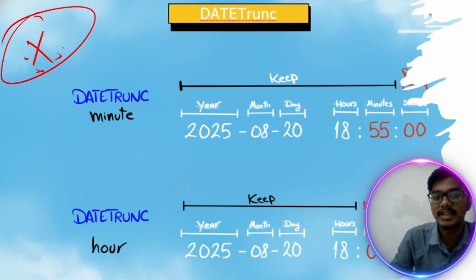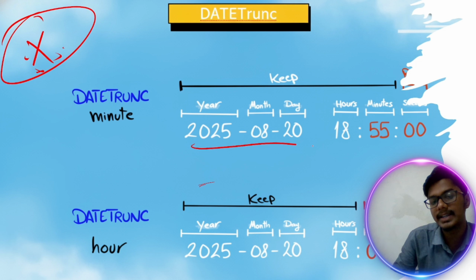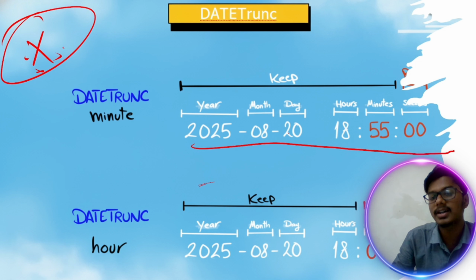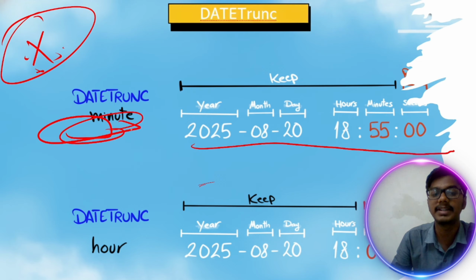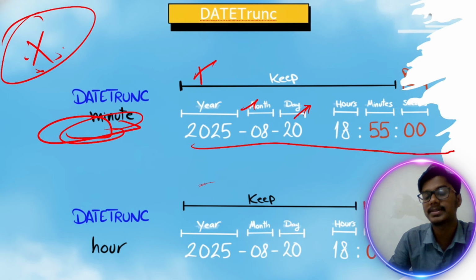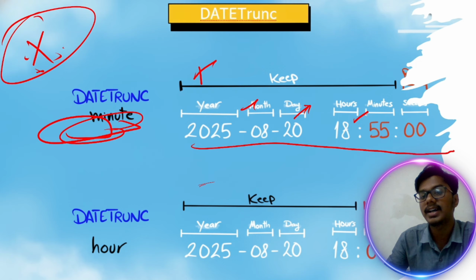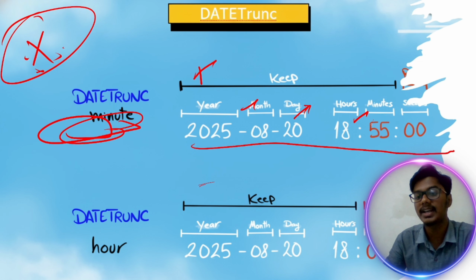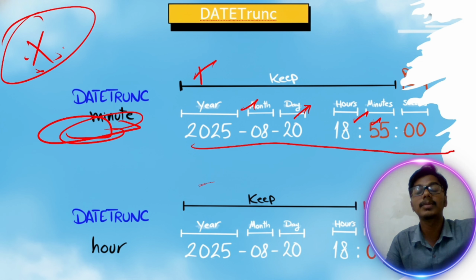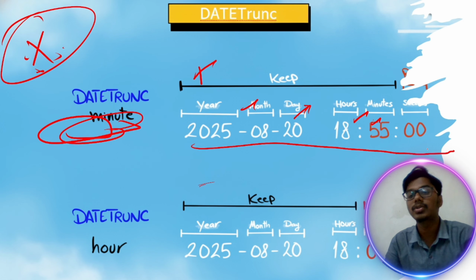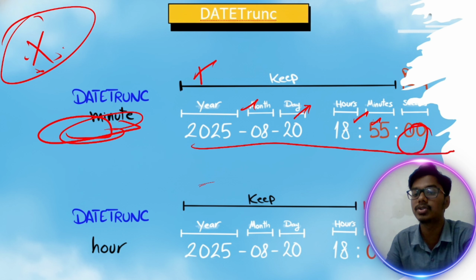Consider this example as a DateTime value: 2025, 8th month, 20th day, 18 hours 55 minutes and 00 seconds. If we apply DATETRUNC and give the argument as minutes, it will keep everything until that point. The year should be present, the month should be present, and the day should be present as it is. The 18 hours are present as it is, and the 55 minutes are present as it is. With DATETRUNC along with the argument minutes, SQL will reset the remaining part to 00.